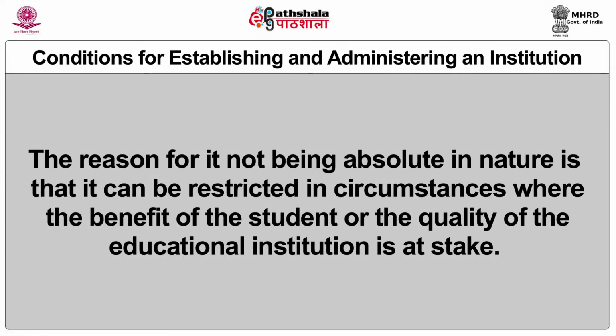The rights provided under Articles 19 and 30 are of a different nature. The right under Article 19 is not absolute as it is subject to reasonable restrictions, whereas the rights under Article 30 are not subject to any restriction and are almost absolute in nature. The reason for it not being absolute in nature is that it can be restricted in circumstances where the benefit of the student or the quality of the educational institution is at stake. The state is empowered to impose restrictions which do not affect the substantial rights but which further improve the institutional excellence and proper functioning in all the fields.